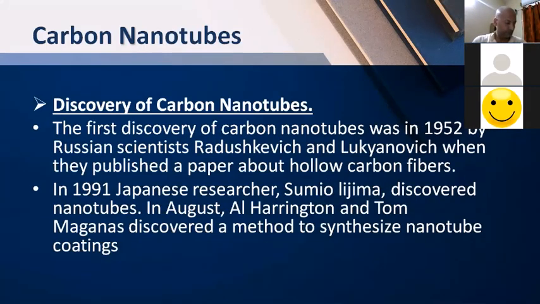Discovery of the carbon nanotubes. First, carbon nanotubes were observed by Russian scientists. But the Japanese researcher Sumio Iijima in 1991 discovered the nanotubes, and he also determined their structure by electron microscopy. So the credit goes to Sumio for discovering carbon nanotubes.